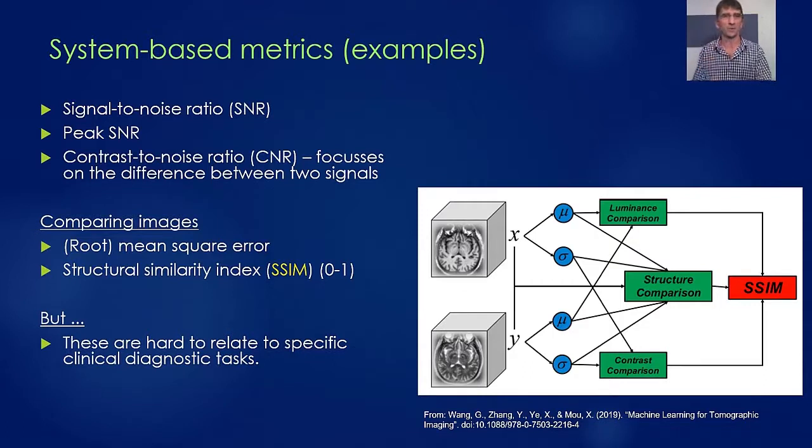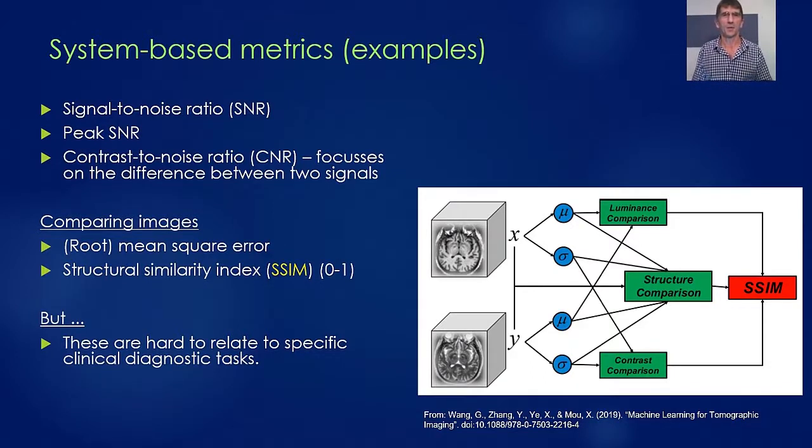It's got a value of 0 to 1. And what it does is it compares the luminescences of images, or the brightness of the image, structural components and contrast components, and bundles them all together in this not magical index, but an index of structural similarity. How do those relate to the actual clinical decision tasks? And there's where the problem lies.